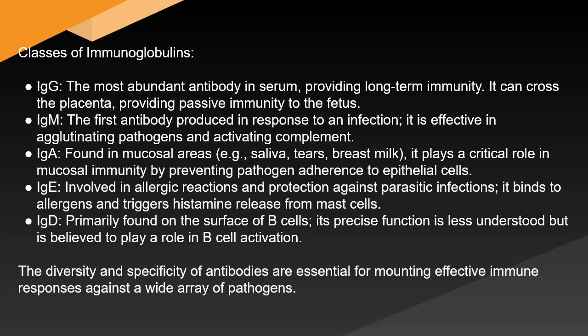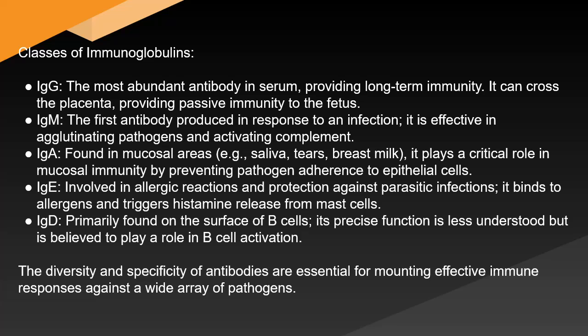IgG: the most abundant antibody in serum, providing long-term immunity. It can cross the placenta, providing passive immunity to the fetus. IgM: the first antibody produced in response to an infection. It is effective in agglutinating pathogens and activating complement.